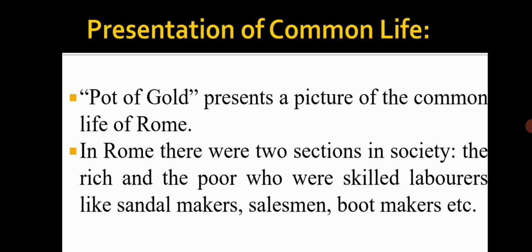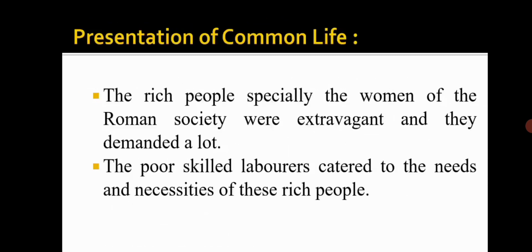Next, the presentation of common life. Pot of Gold presents a picture of the common or ordinary life of Rome. How? What do we find in that common life? In Rome, there were two sections in society, the rich and the poor. And the poor people were skilled laborers like sandal makers, salesmen, boot makers, etc. And the rich people, especially the rich women of Roman society, were extravagant and they demanded a lot. And these poor skilled laborers catered to the needs and necessities of these rich people, especially the rich women. Thus, there was a kind of division in society between rich people and poor people.